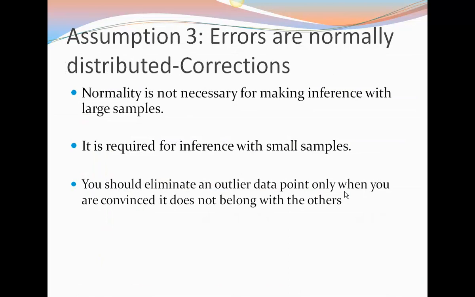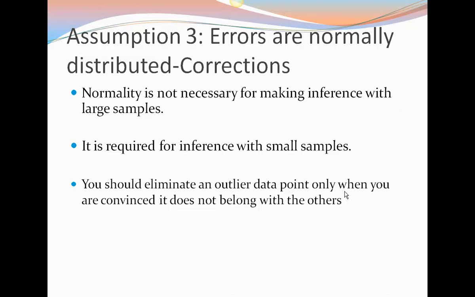So corrections: if you find that the errors are not normally distributed, what can you do? Normality is not necessary if you're making inferences with large sample sizes. So you could just say, I have like 500 observations, so they're not normal, whatever, that's fine. But if you have a small sample size, then yes, you will need to make some sort of correction. The easiest way to make a correction is to identify the outlier and remove it.